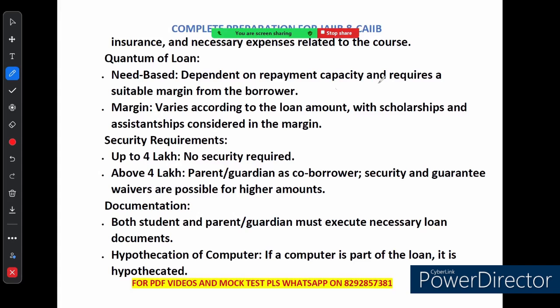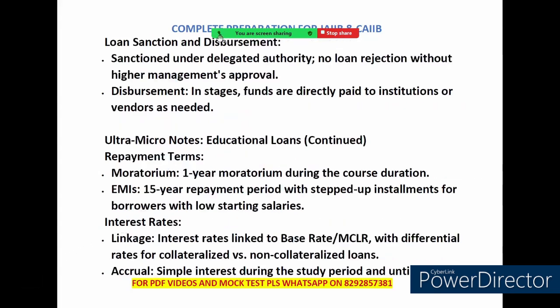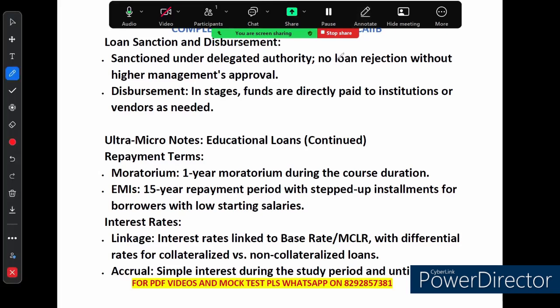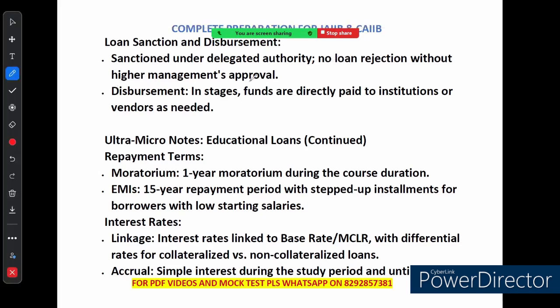And now, what about the quantum of loan? It depends on repayment capacity and requires a suitable margin. Up to 4 lakh no security is required, above 4 lakh a parent or guardian as co-borrower. And now documentation. For larger loans, scholarship and other financial assistance are considered. Both student and parent or guardian must execute the necessary loan documents. And hypothecation of computer: if a computer is part of the loan, it is hypothecated. Loan sanction and disbursement: sanction under delegated authority, no loan rejection without higher management approval.